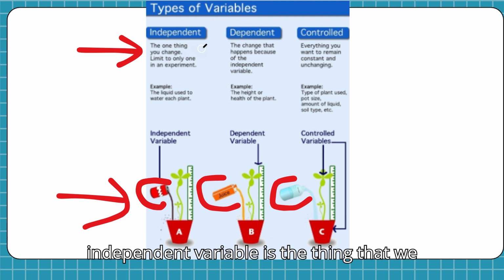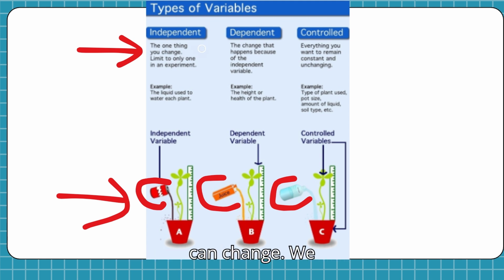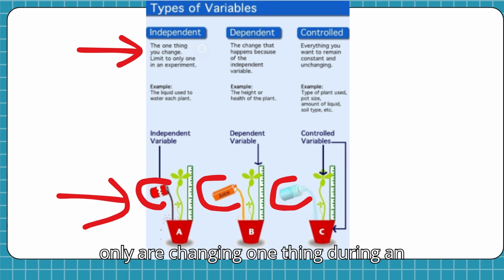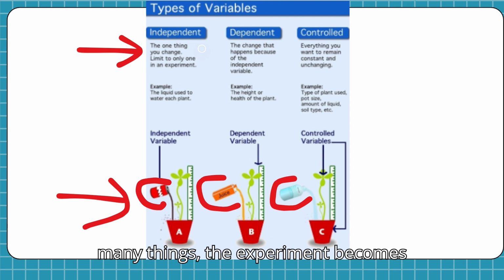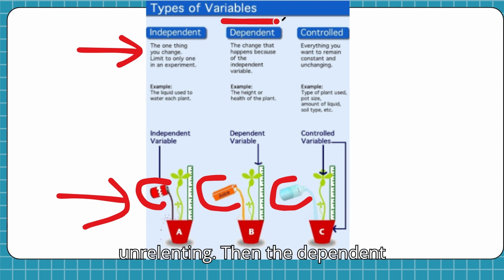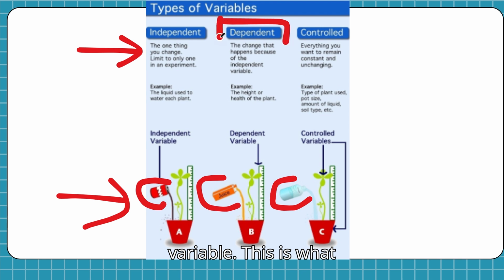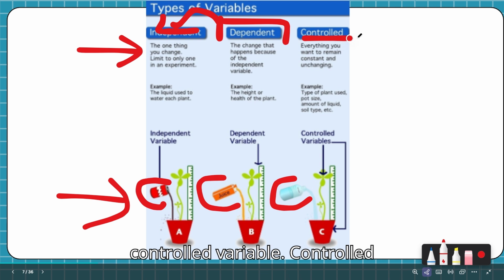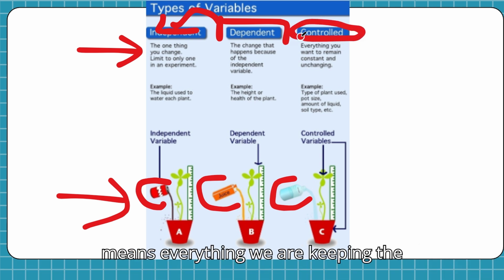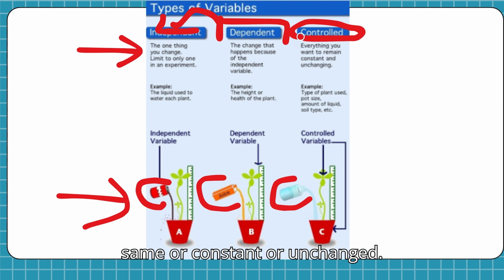The independent variable is the thing that we can change. We only are changing one thing during an experiment. If we are changing too many things, the experiment becomes unreliable. Then the dependent variable. This is what occurs because of the independent variable. That is the thing that we are measuring. And then we have our controlled variable. Controlled means everything we are keeping the same or constant or unchanged.